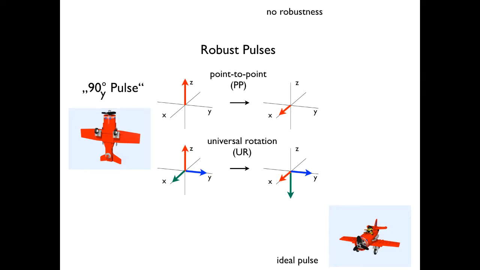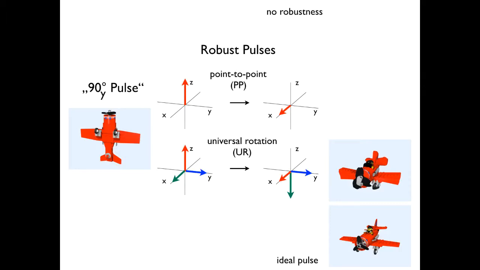If we now optimize a pulse according to this criterion, a universal rotation pulse, it tries to match the coordinate system in the end to the desired coordinate system here. And so if we optimize such a pulse and apply the corresponding rotations for different offsets and different V1 scaling, we see this picture. So we more or less recover the plane. The nose is where it should be, the wings are where they should be, and so forth.